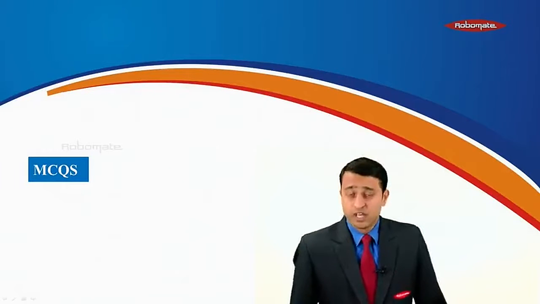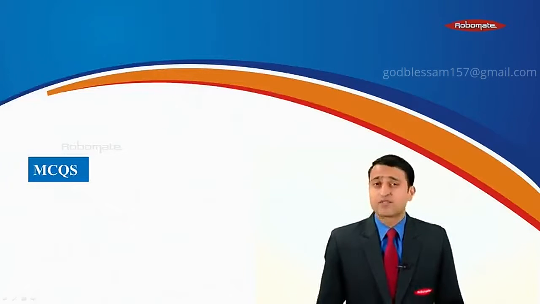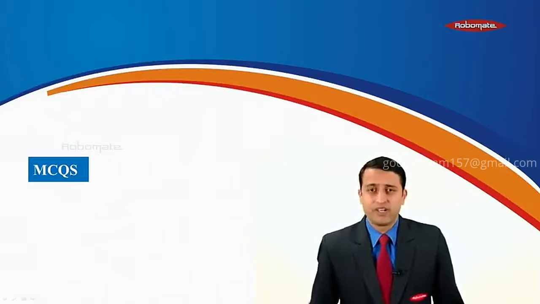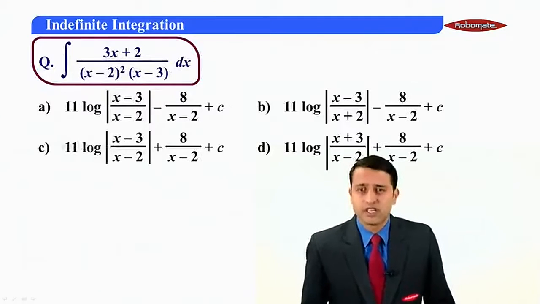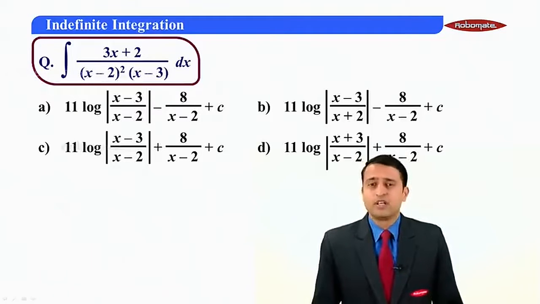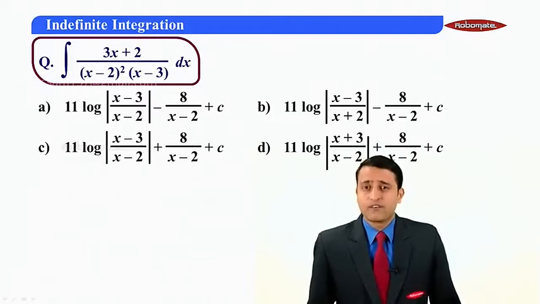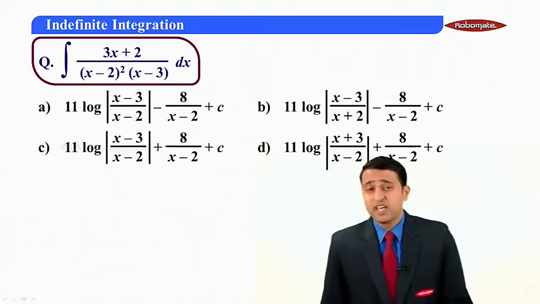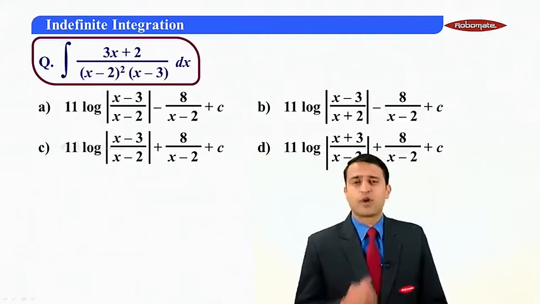Hello students. Now that we have studied partial fractions from the board's point of view, it's time that we see it from the entrance point of view. Let's take the very first question in this particular module. The question is: integral of (3x plus 2) upon (x minus 2) the whole square into (x minus 3) is equal to which of the four options?